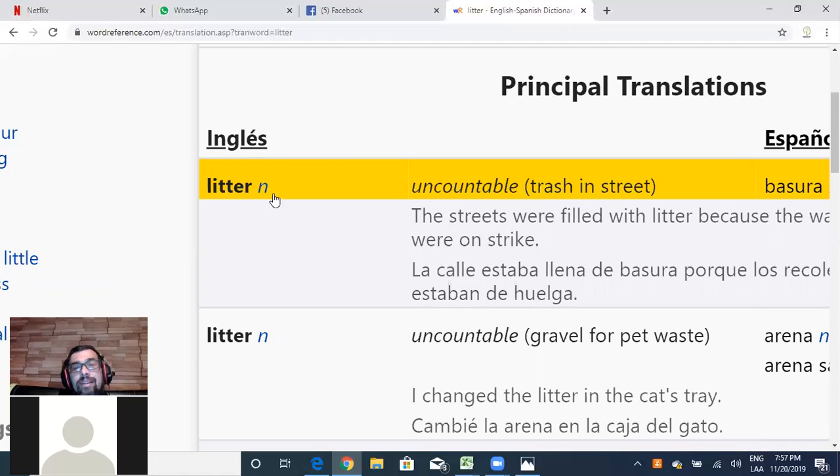Write it down, please, because it's very important for us to have it and for you to memorize it. If you're talking about trash in the city, all the trash that we see in the streets, we can just say litter. So it's very important for us to know that, and this is going to help you a lot for your test.